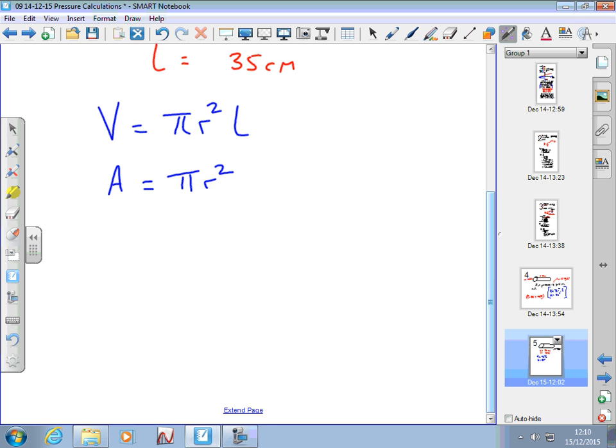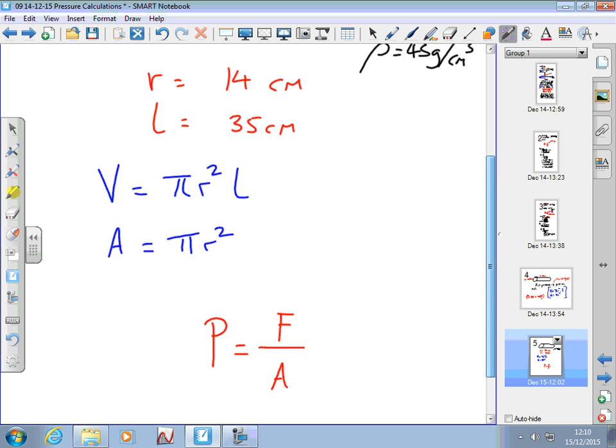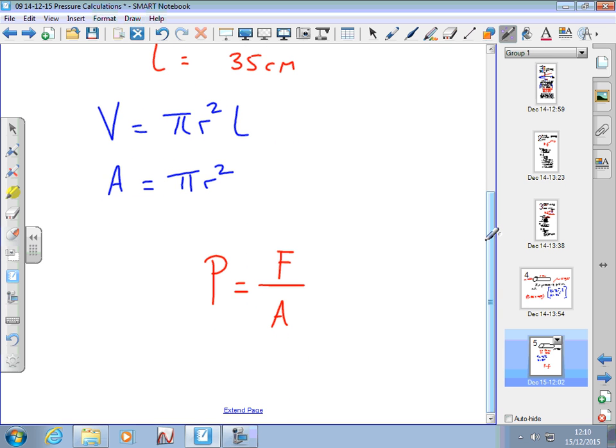So the first thing I did was to write down what the formula is for the pressure. It's the force over the area of the end. I'm not given the size of the force or the area, so I'm going to have to work out these two things to be able to do it. So the first thing I think about is, well, what is the force? That's the weight.